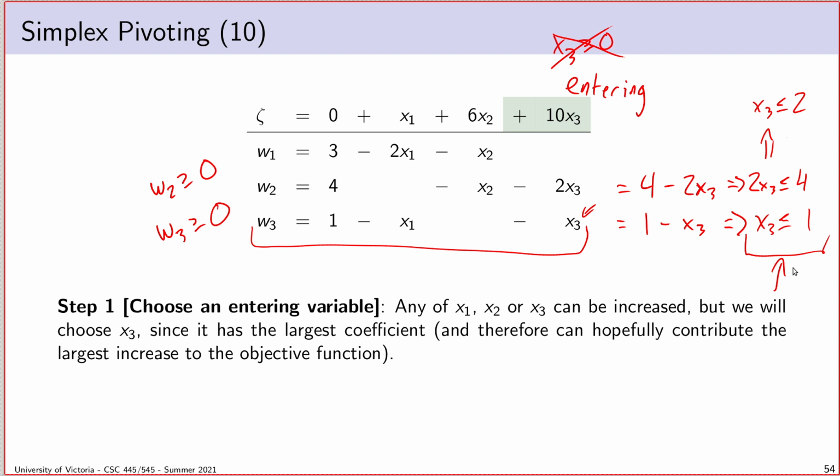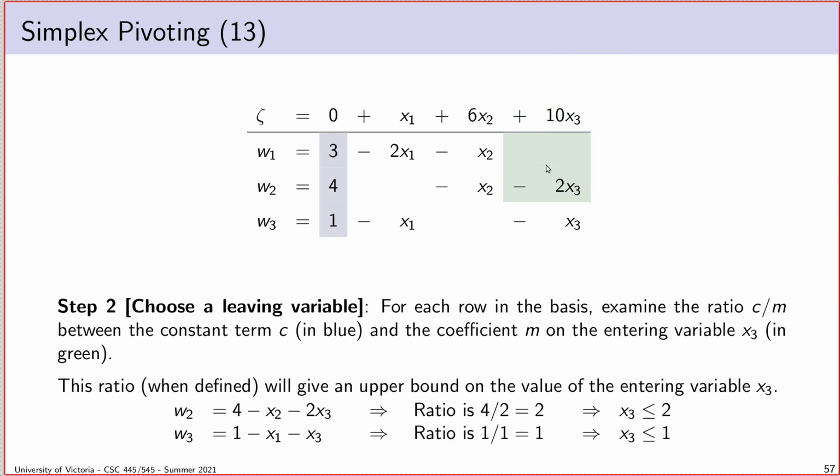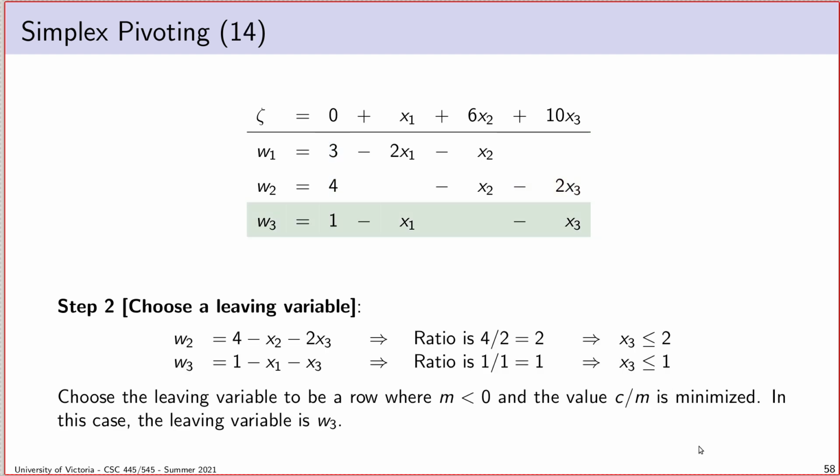So for each row on the basis, I compute the upper bound that that row puts on x3. And it may not always put an upper bound on x3. So for example, in this case, there was no upper bound imposed by W1. But I look at all the rows and I see what upper bound is imposed by each variable. And then I've written that out in better prose here. So W2 imposes the bound x3 is less than or equal to 2. W3 imposes the bound x3 is less than or equal to 1. What I'm going to do is choose as my leaving variable whichever row imposes the tightest bound on my entering variable, which in this case is this one. W3 imposes the tightest bound on x3. And so I choose W3 to be my leaving variable.